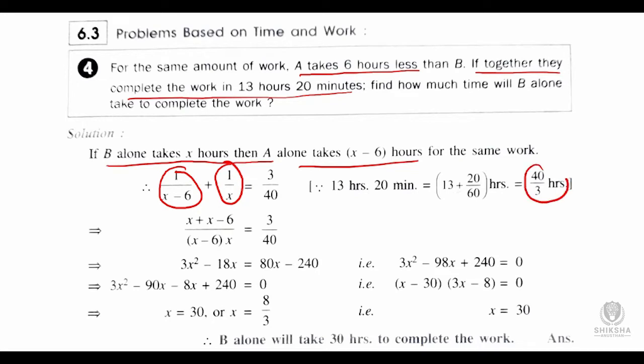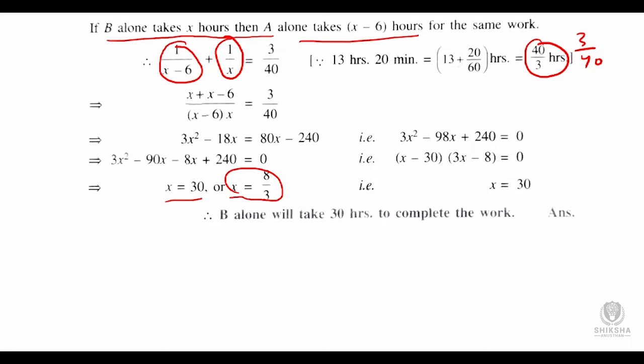So in 1 hour they will be doing 3 by 40 of the work, right? So now on solving this we get x is 30 or x is minus 8 by 3. We do not consider the 8 by 3 part, so we will be considering the 30 part. So x is 30 and B alone will take 30 hours to complete the work.